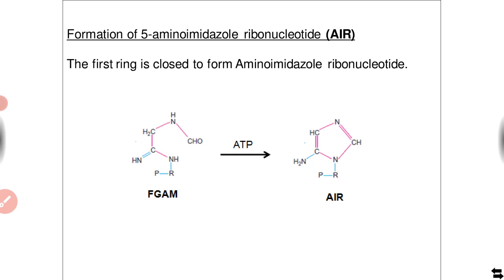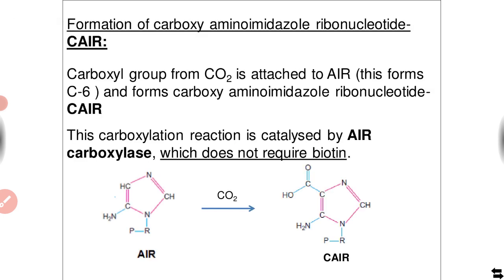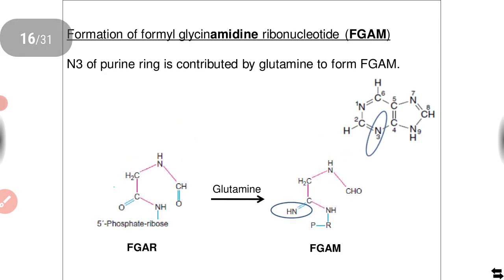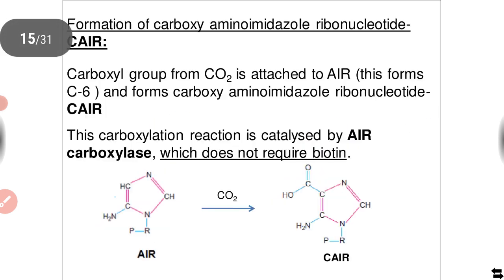So FGAM, or formyl glycinamidine ribonucleotide, is converted into amino imidazole ribonucleotide, and this step requires hydrolysis of ATP. To amino imidazole ribonucleotide, carbon is added, carboxylation happens. So carbon is added to form C6 of the purine ring. So AIR becomes carboxy AIR, or amino imidazole ribonucleotide is converted into carboxy amino imidazole ribonucleotide.